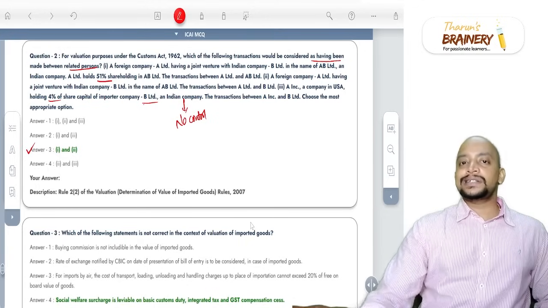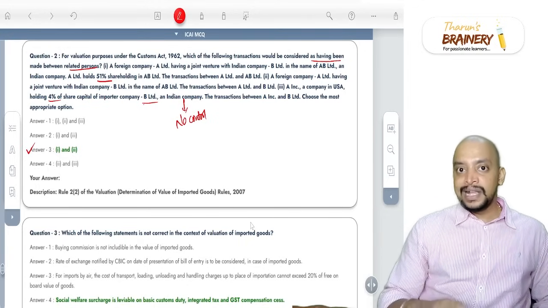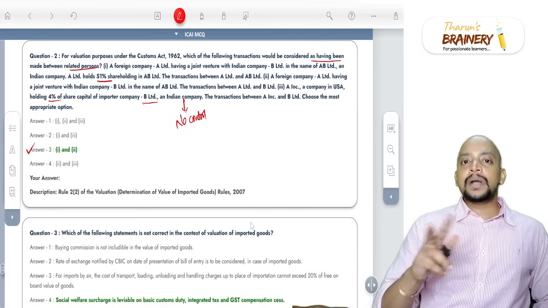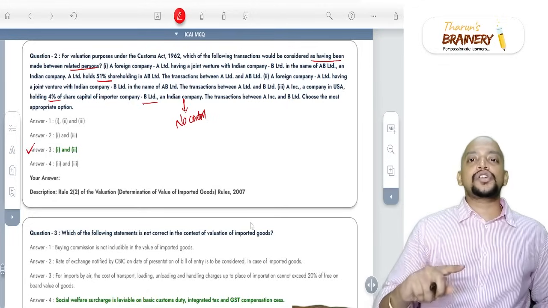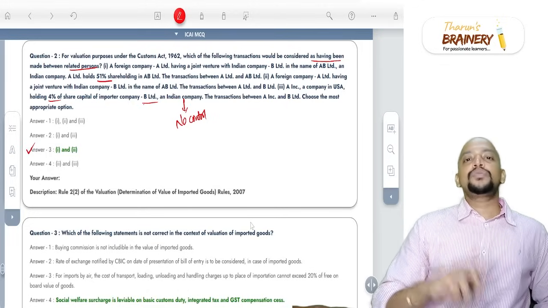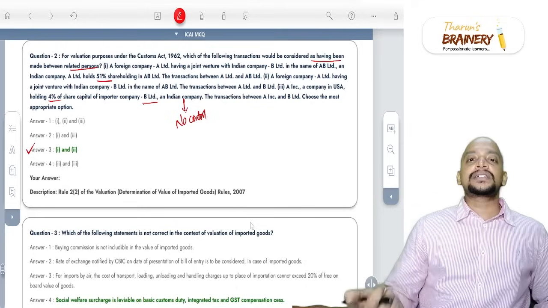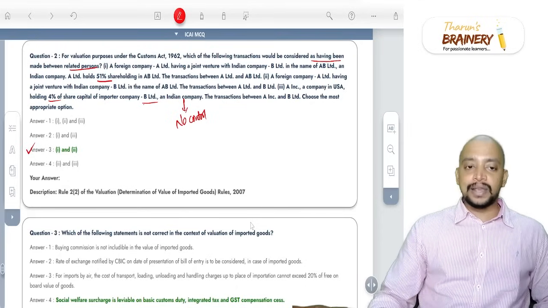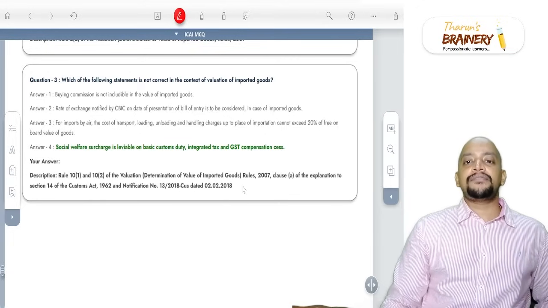The meaning of related under customs is the same as the meaning of related under GST, except that under GST we have two companies with a common shareholder of 25%, but in customs it is two companies having a common shareholder of 5%. And one more difference is that in the GST definition of related, family is defined, but in customs it is not defined, but otherwise the meaning of related is the same. Then which of the following statements is not correct in the context of valuation of imported goods?